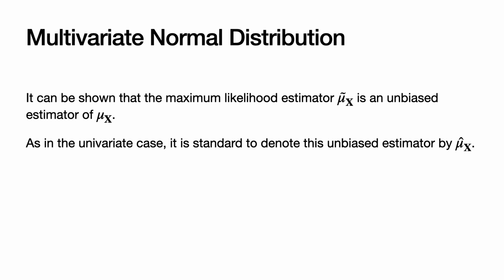Now it can be shown that the maximum likelihood estimator, mu tilde sub x, is an unbiased estimator of the mean vector mu sub x. And so because of that, as in the univariate case, it's standard to denote this unbiased estimator by mu hat sub x. And again, just like in the univariate case, I jumped the gun on this notation and used mu hat sub x on the previous slide. So I hope that doesn't confuse you.